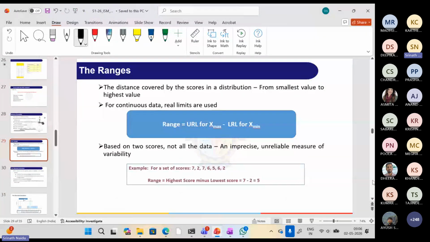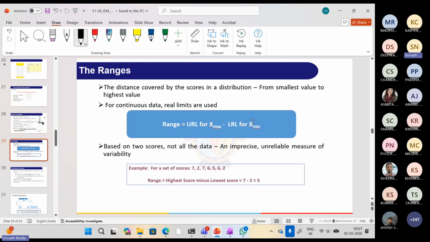Okay, so the ranges are URL for Xmax and LRL for Xmin. So you take the smallest value and the highest value, and take the difference between those two, and that's some idea of the spread of the distribution. But it's not a meaningful idea. The idea is that we want to summarize the data in a meaningful way from which insights can be drawn. If I just take the range, then the range can be arbitrarily large, right? Because it's decided only by two numbers.